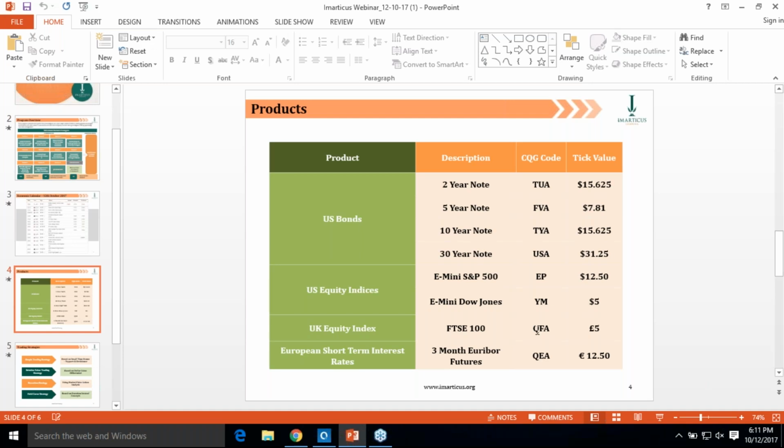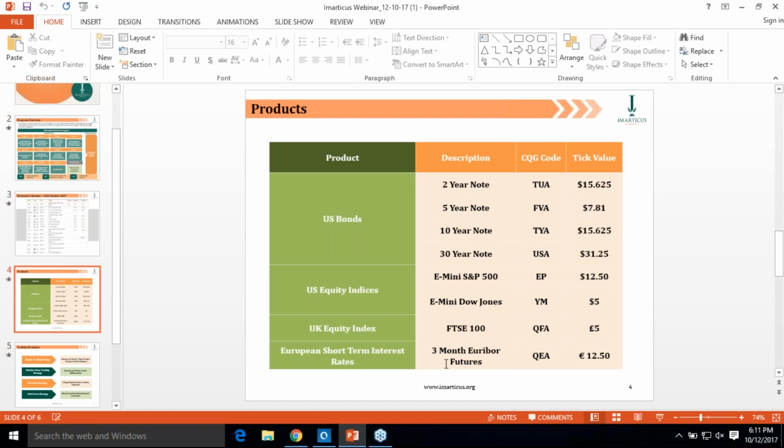The UK benchmark index FTSE 100 trades at a £5 tick, right? So if you bought at price 1 and sold at price 2, you will make a profit of £5. And the 3-month Euribor futures, the interest rate contracts, trade with a tick value of 12.50 euros, right?